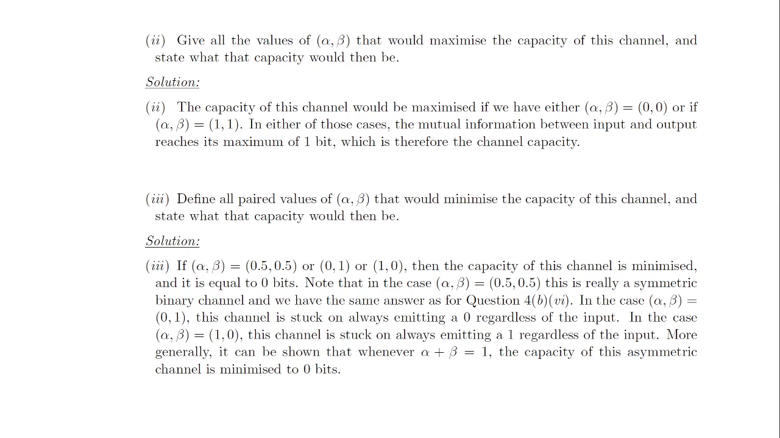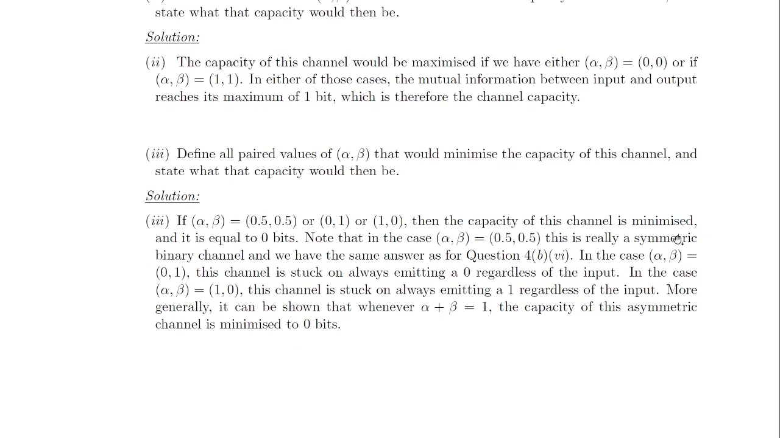And then finally, maybe the more interesting part of this question is to find all the paired values of alpha and beta that would minimize the capacity of this channel, and then state what that capacity would be. Well, the first part of the answer looks kind of straightforward and maybe intuitively obvious. If both alpha and beta are 1/2, then we're back to the case we encountered in the symmetric binary channel that minimizes the channel capacity. The output is telling you nothing about the input.